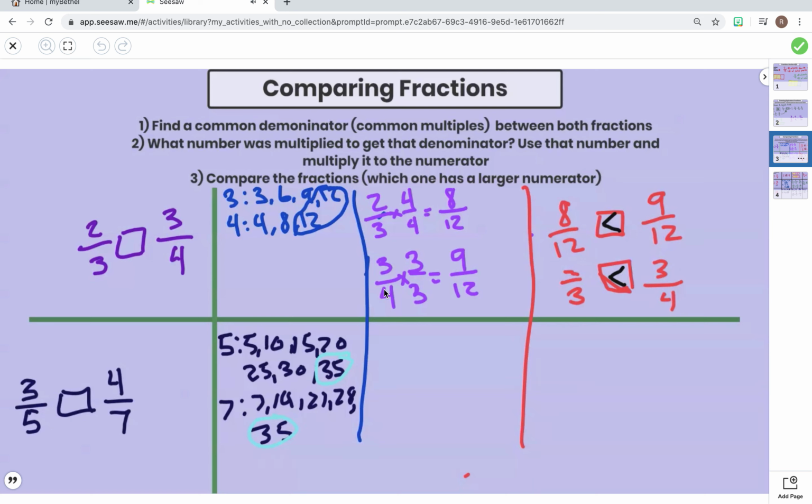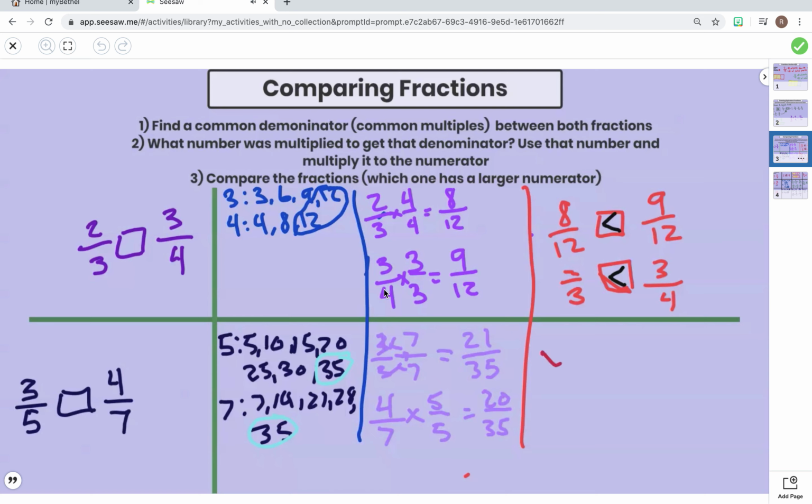So now I'm going to have 3/5 times what will equal blank 35ths. Well, that's times 7. 3 times 7 is 21. And then I have 4/7 times blank equals a certain number of 35ths. 7 times 5 is 35, so I'm going to multiply 4 times 5, and that's 20. And then we're going to compare them.